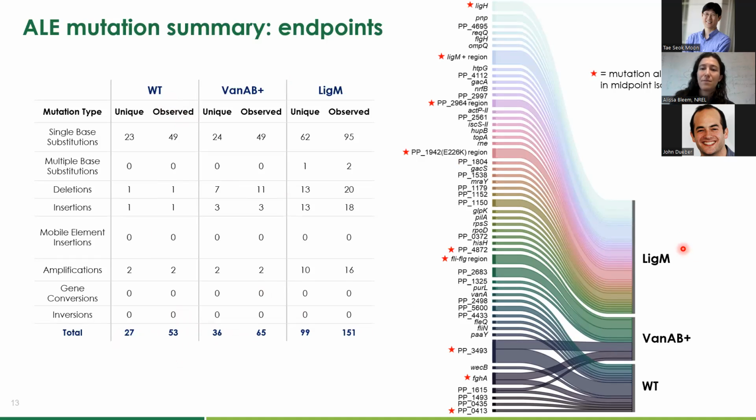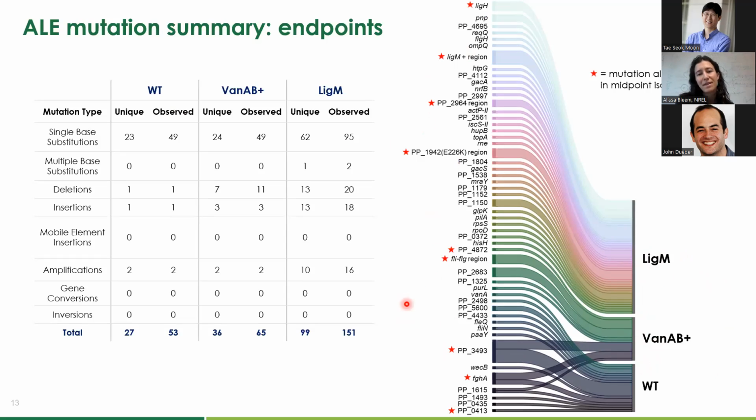On the right here, I have a plot, a Sankey diagram showing the different converged mutations. So things that we saw consistently across lineages. And you can see that while there is some overlap in the types of mutations observed in Van-AB and wild type, the Lig-M mutations were actually entirely distinct. And I think that's really interesting because these two have different O-demethylation mechanisms, and they appear to have evolved in a different manner. So the red stars here are showing different mutations that were also observed in our midpoint sequencing.